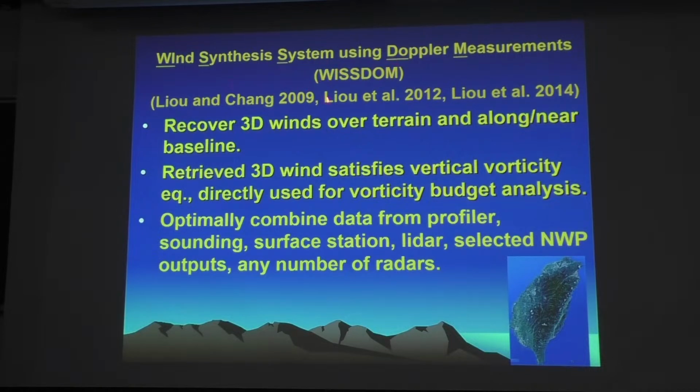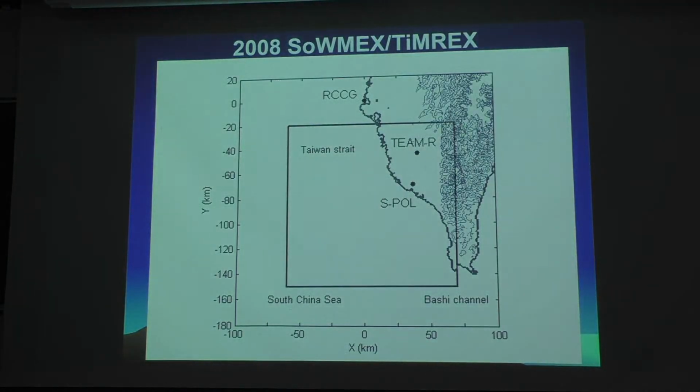Compared to the traditional method, the retrieved three-dimensional wind can be recovered over terrain and along and near the radar baseline. And the three-dimensional wind retrieved by WISDOM can satisfy the vertical vorticity equation, so it can be directly used for vorticity budget analysis. This is very important. I will explain a little bit later. WISDOM can also optimally combine data from profiler, sounding, surface station, LiDAR, selected model output, and any number of radars. Okay, now this is one example. This is from the 2008 SoWMEX.